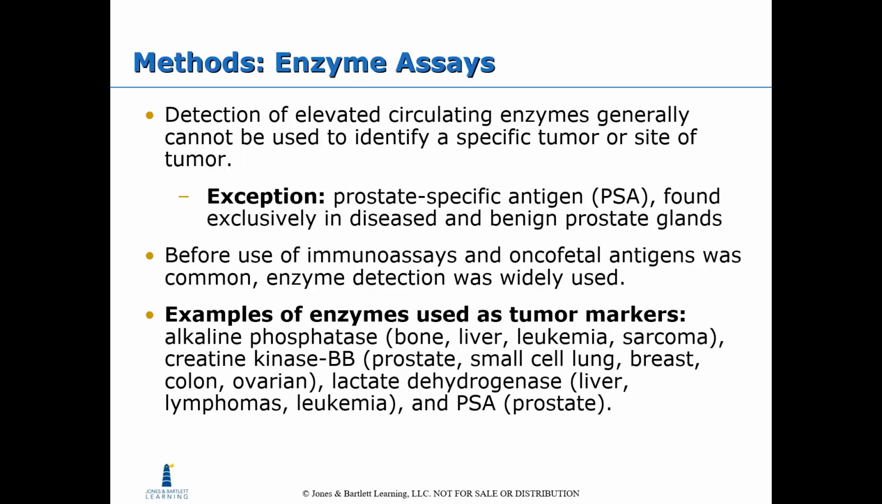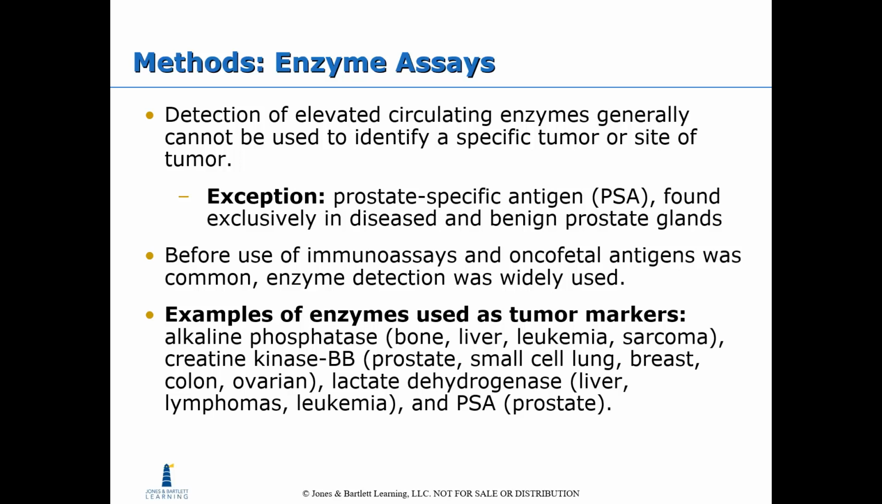Enzyme assays. The detection of elevated circulating enzymes generally cannot be used to identify the specific tumor site. The exception is prostate-specific antigen, or PSA, that's found exclusively in diseased and benign prostate glands. Before the use of immunoassays and oncofetal antigens was common, enzyme detection was widely used.